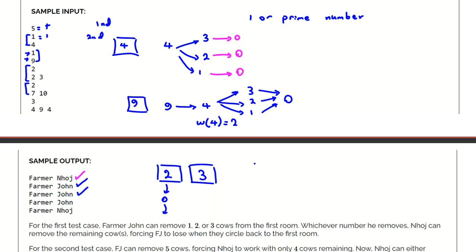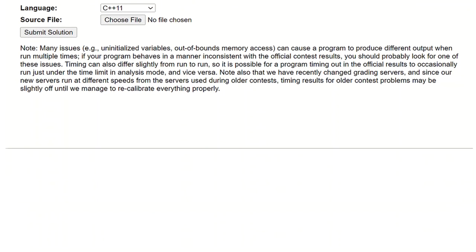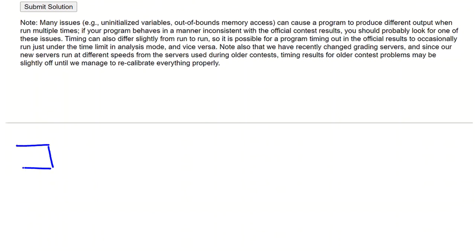Next one, 2, 7, 10. Again, we can do the same. 7, 10. First player can reach 0, then second player cannot do anything. So again, Farmer John, first player is the winner. This one, 3, 4, 4, 9, 4. Let me explain this one more, 4, 9, 4, to see what happens.